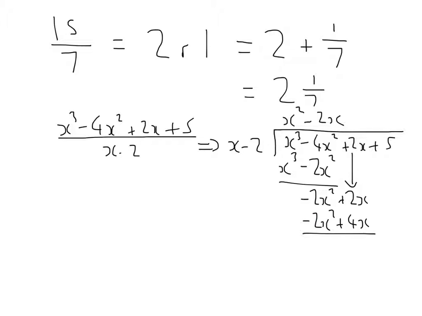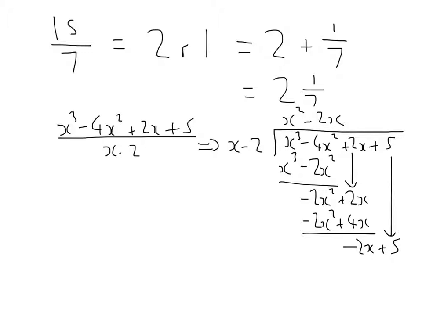So, I am now going to do that takeaway. Minus 2x squared take away minus 2x squared is going to disappear. You're taking the same thing away from itself. And this minus being taken away becomes a plus. Either way, you get a 0. I'm then going to do 2x take away 4x. That's going to give me minus 2x. And I'm going to bring down that plus 5.